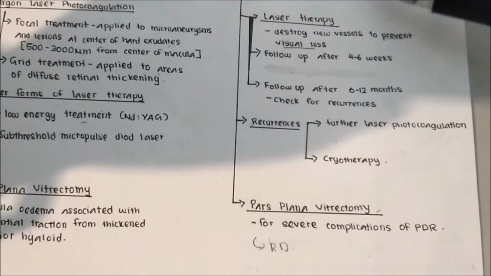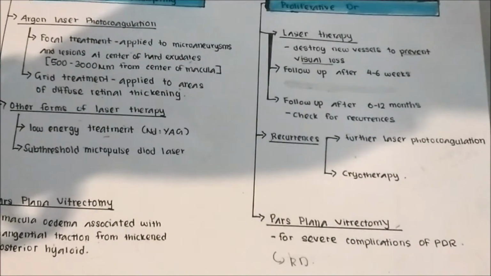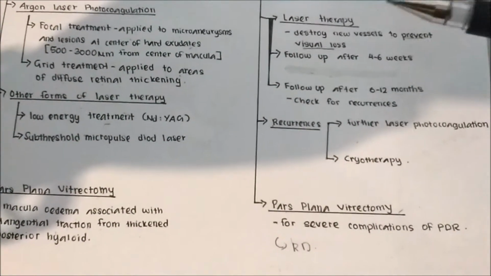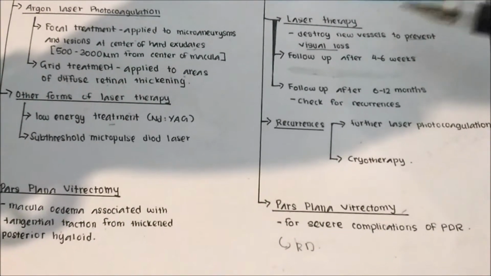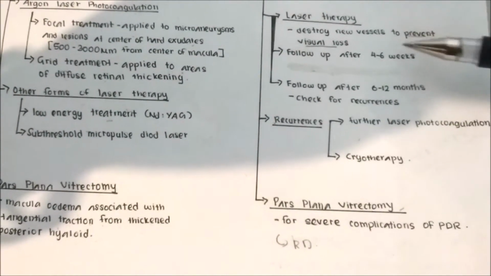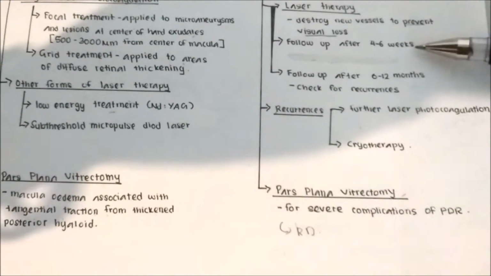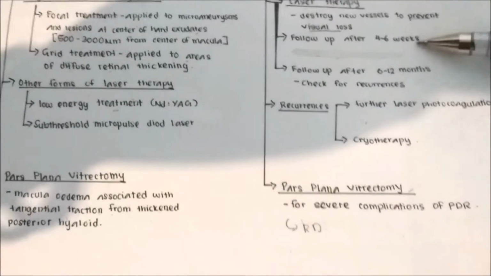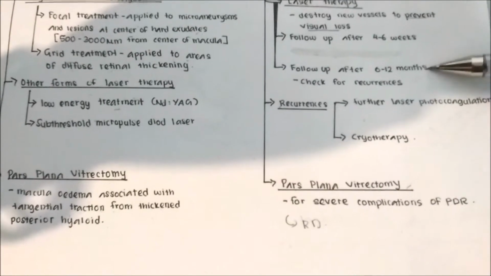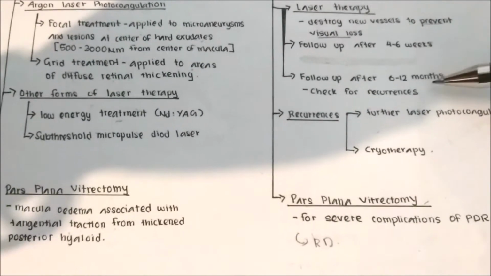PDR. The treatment in PDR is aimed to reduce the hemorrhages and destroy the new vessels, because they will cause vision loss. So we can do laser therapy, which is done to destroy the new vessels to prevent vision loss, and we also have to do a follow up after 4 to 6 weeks to make sure that the new vessels are totally removed or burnt. And then we also need a follow up after a year to check for recurrences, because there is a high chance of recurrence in pediatric cases.